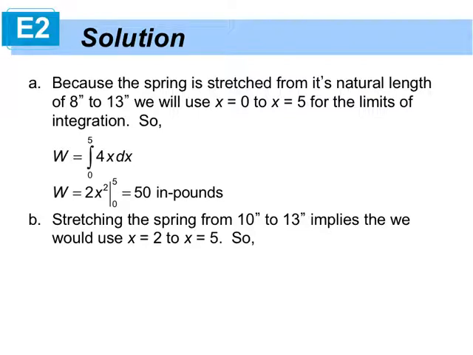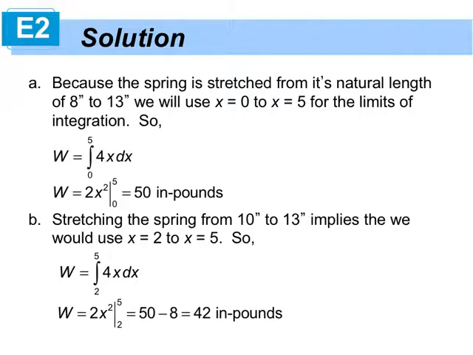When we go from 10 to 13, our neutral position is still 8. So we're starting at 2 and going to 5. Everything else stays the same. Spring hasn't changed, same spring constant, different limits of integration, and therefore we get 42 inch-pounds. Which makes sense, we're stretching it a shorter distance.